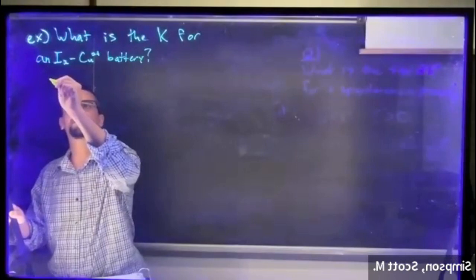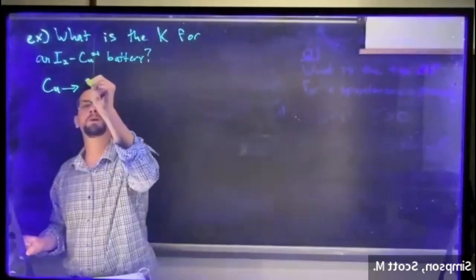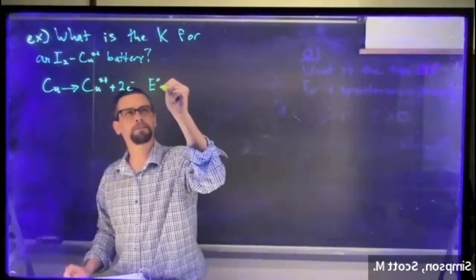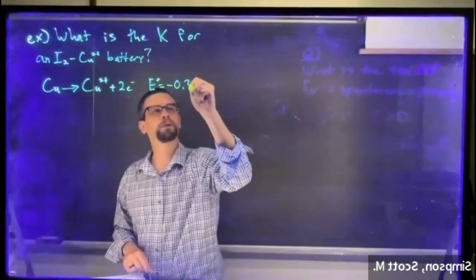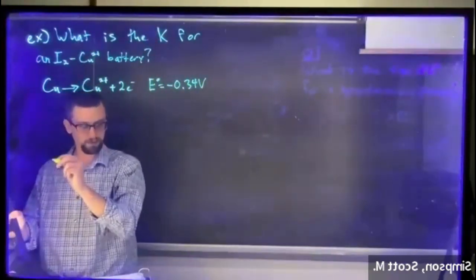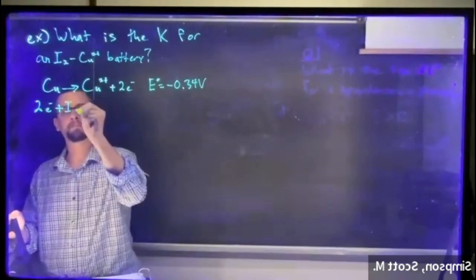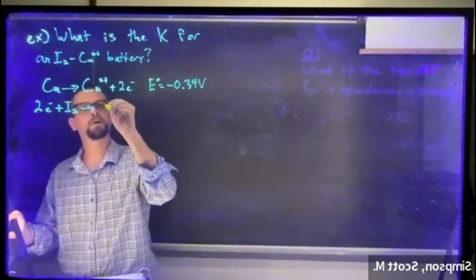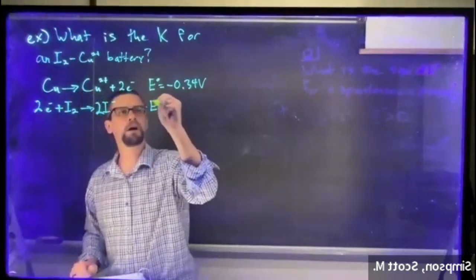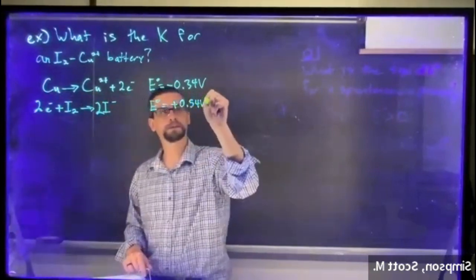So if we look up copper, we're going to consider the copper going into copper 2+ plus 2 electrons, and E naught for that is equal to negative 0.34 volts. And then if we consider another standard reduction potential that we can look up, I2 goes to iodide. E naught from this system ends up being positive 0.54 volts.